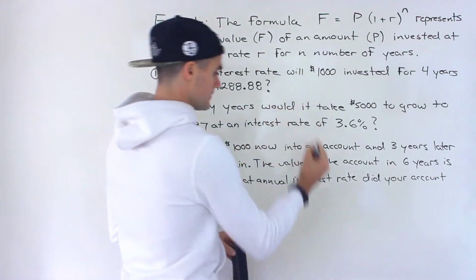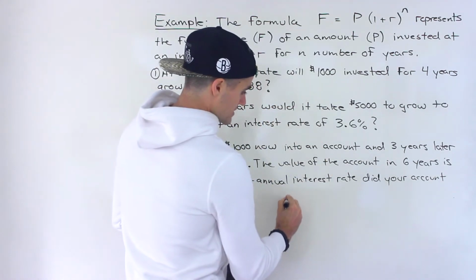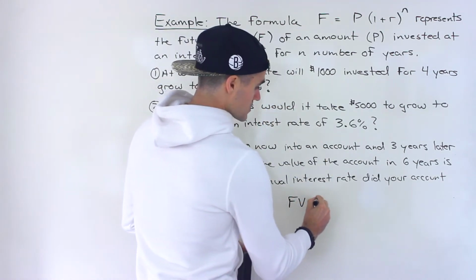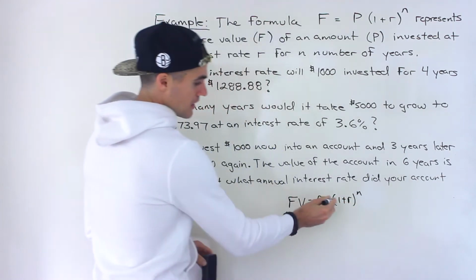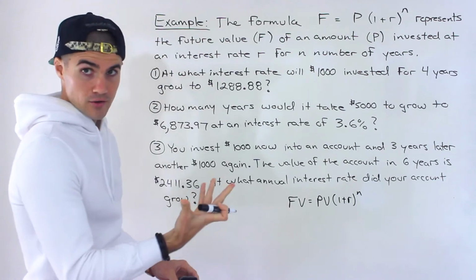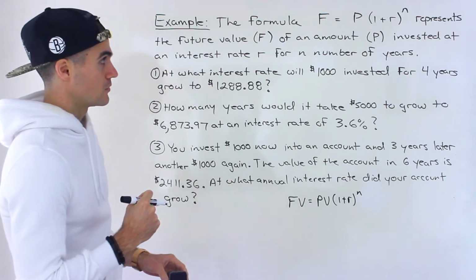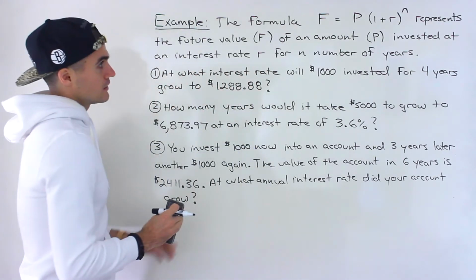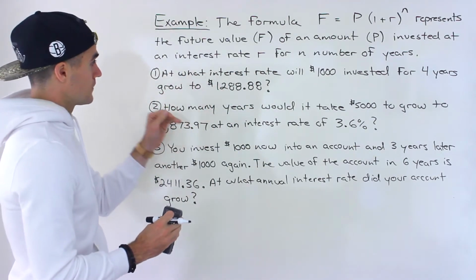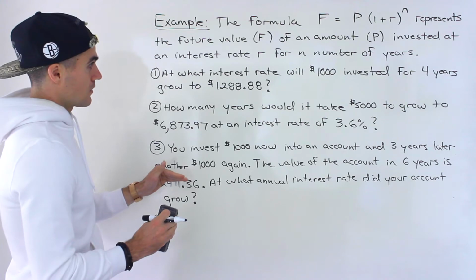Sometimes you'll see it represented as the future value equals the present value times (1 plus R) to the power of n. Or sometimes you may even see other letters used as variables. But we're dealing with time value here. And given that formula, we have these three different scenarios to go through.